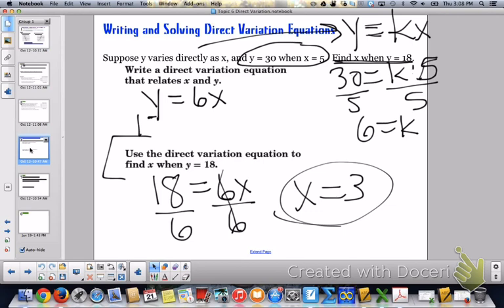Go ahead and make sure you write your direct variation equation first. Okay, solve for that k value or for the slope. Write the equation and then use that equation to answer the second part of the problem. Okay, so there you have it. There's direct variation.